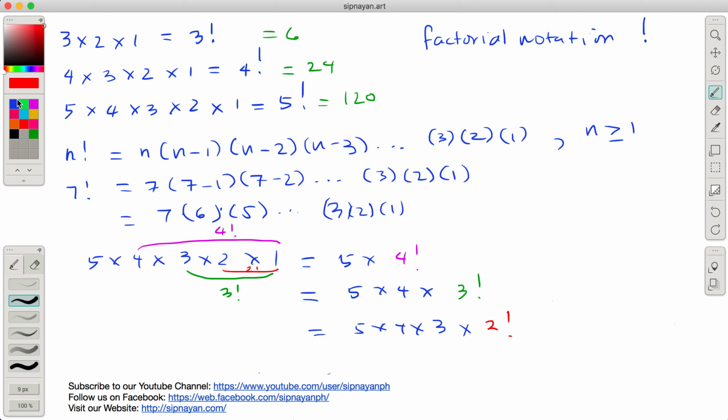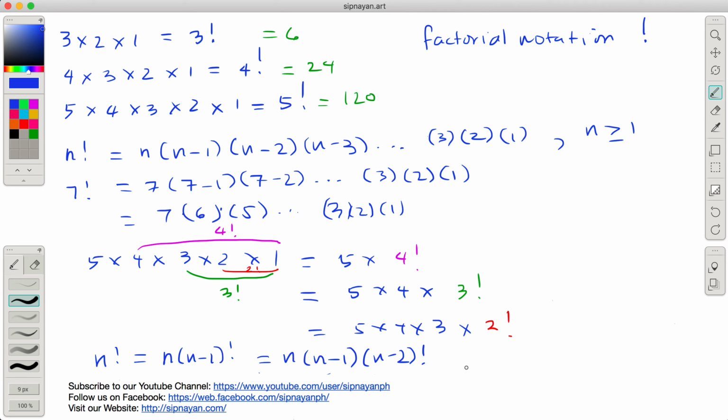Okay? So, ibig sabihin, yung n factorial can be written as n times n minus 1 factorial, di ba? Or pwede rin natin siyang isulat as n times n minus 1 times n minus 2 factorial, and so on. Okay? So, yung pinakahuling, pinakamaliit na integer ay pwede rin natin siyang lagyan ng factorial notation. The multiplication continues down to 1. Okay? So, yan lang yung isa sa mga properties ng factorial notation.